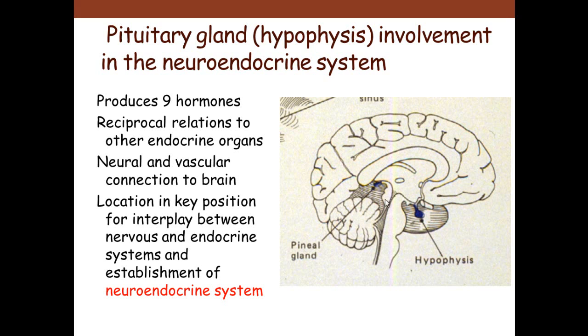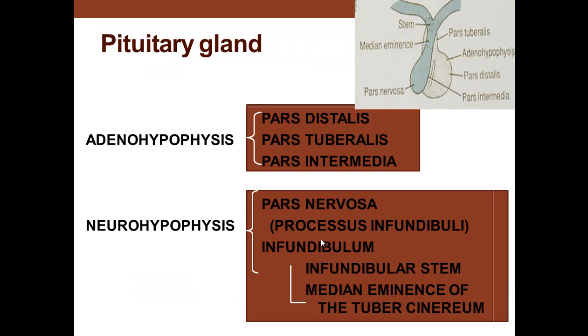So the nervous system tells the endocrine system kind of what to do. And so there's two major divisions of the pituitary gland. You've got the adenohypophysis we've already met. It has a pars distalis, the pars tuberalis, and then the pars intermedia. That's right in through here.